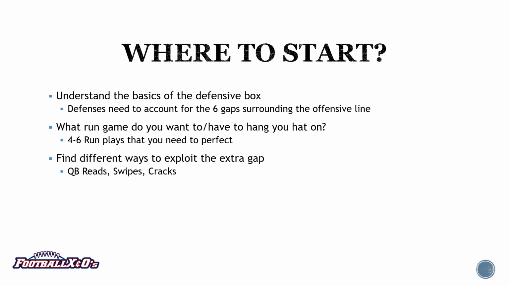And then lastly, find different ways to exploit extra gaps. Your offensive line's not going to be able to block all 6 gaps. If you find a way, please let me know. But you have to find different ways and be creative on how you're going to exploit extra gaps. You can do that through QB reads, tight end swipes, cracks from a wide receiver. There's a bunch of different ways where you can exploit that last gap. But know that you're going to have to do that in order to be successful on the ground.